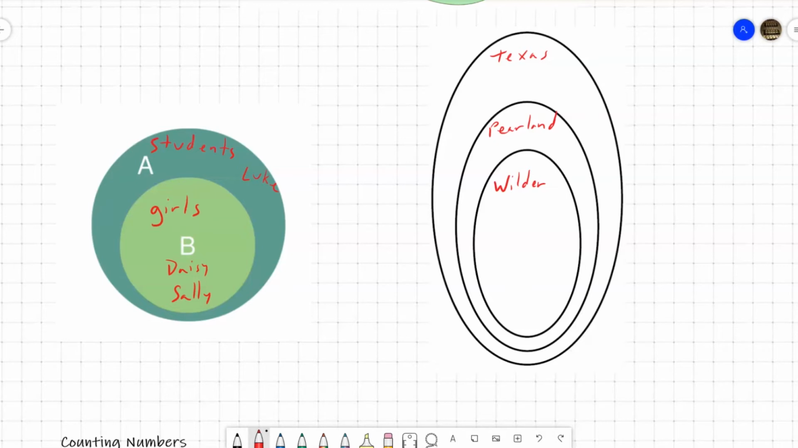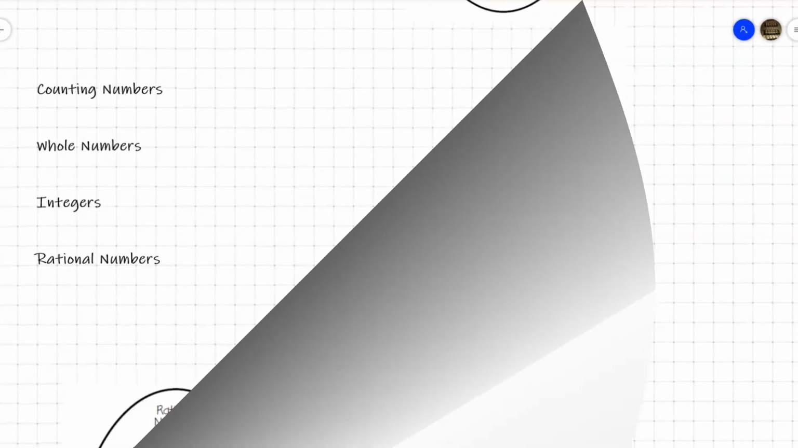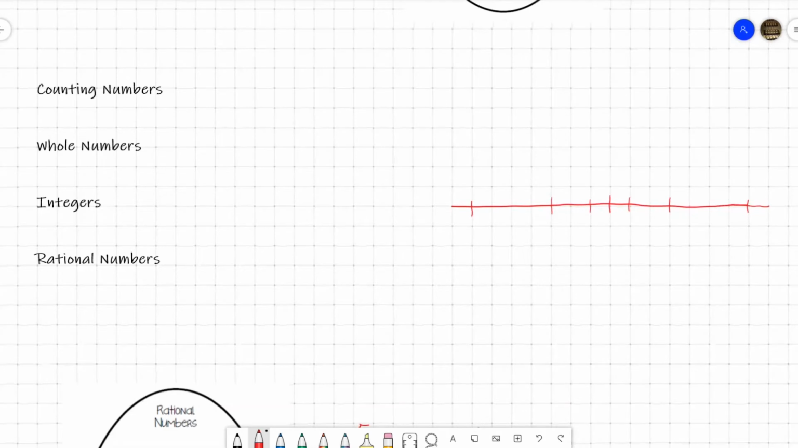Now, I could also say maybe we have Earth, and Earth is in our solar system, and our solar system is part of the Milky Way galaxy. We could explore or explain these relationships using several different options. Now we need to talk about a few types of numbers.